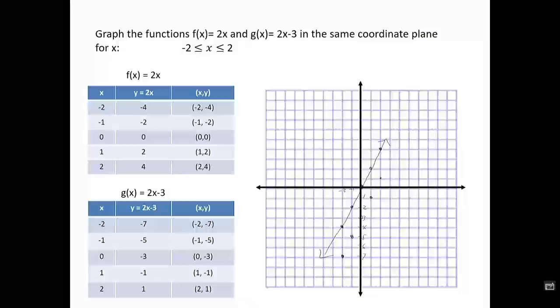And now to obtain the graph, we need to connect the points. All right, as we connect the points, I'm a little off, but there you are. So we have the two graphs, we've graphed them both in the same rectangular coordinate system.